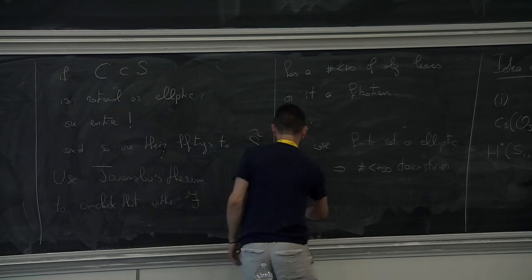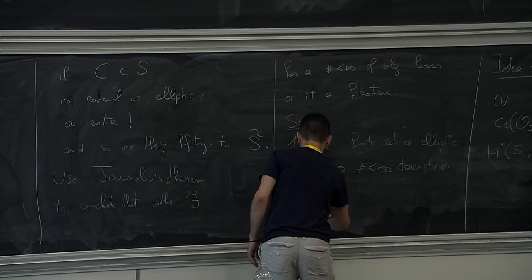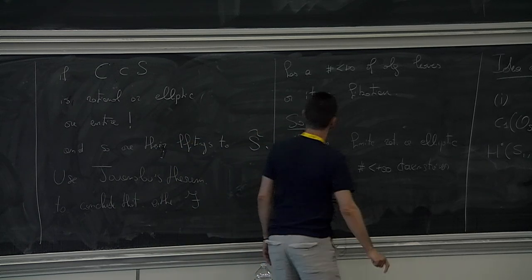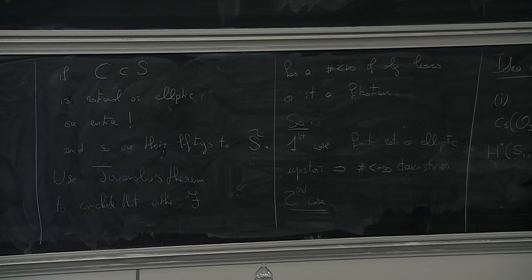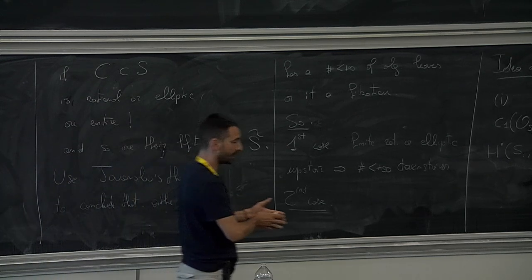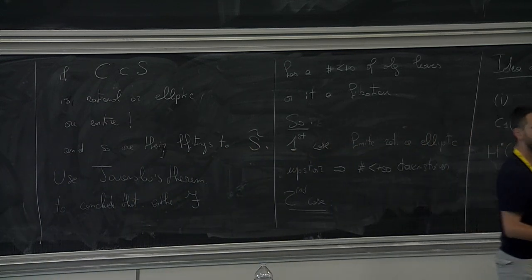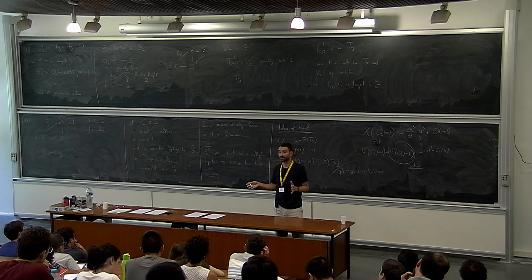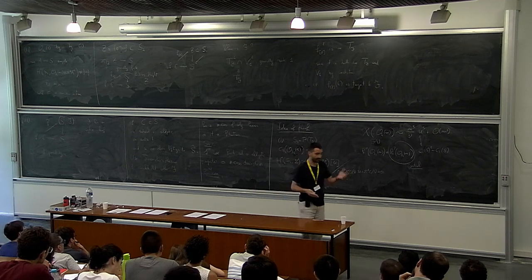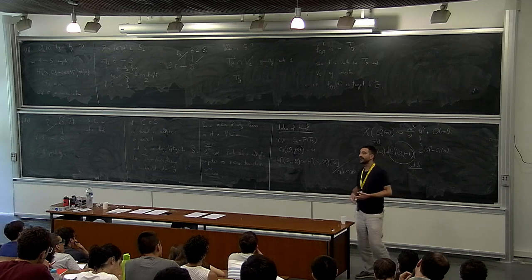And second case, so now you have a fibration, okay? So by maybe resolving again, you can suppose it's a nice fibration, okay? And so you look at the fibers, and you want to exclude that this is a fibration by rational curves or elliptic curves, okay?